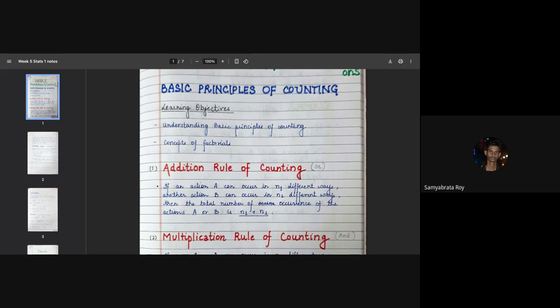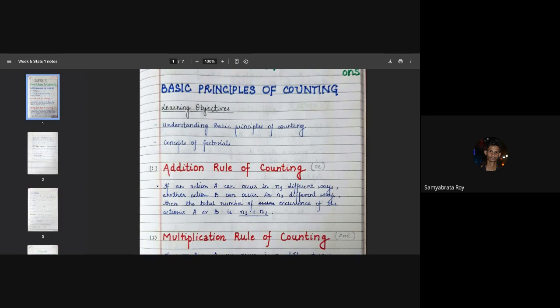So if A could be executed in n1 different ways and B could be executed in n2 different ways, we can easily say that we can execute either of them in n1 plus n2 different kinds of ways. Very obvious.